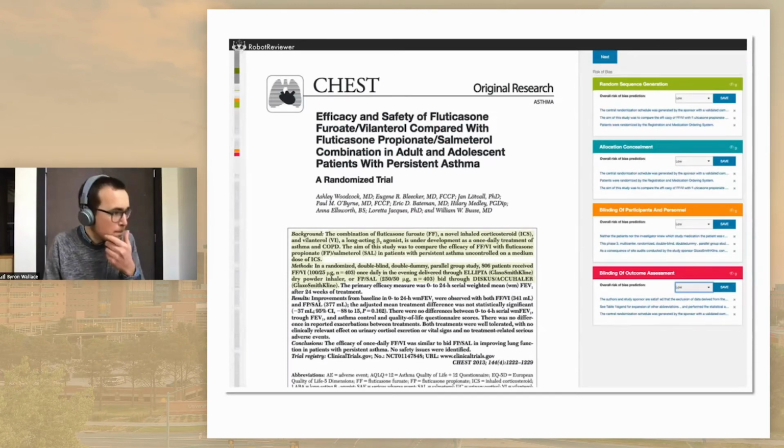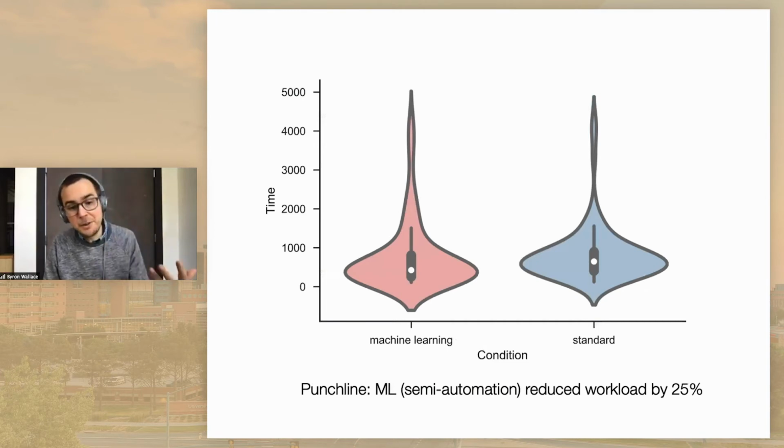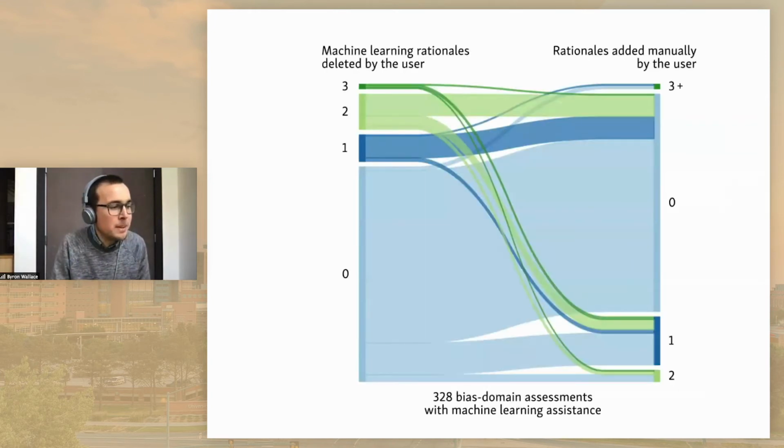So that's the idea. So I guess the first question is, does it actually speed the process up? And the answer is yes, by about a quarter. But it's not hugely significant in terms of labor savings, but a quarter is not nothing, especially when you're talking 30 minutes per article.